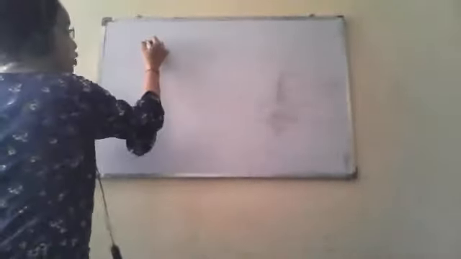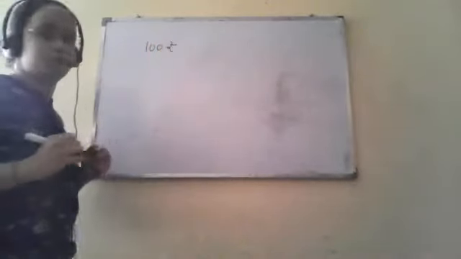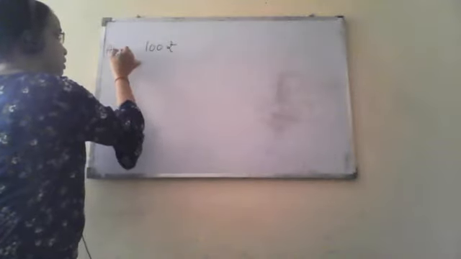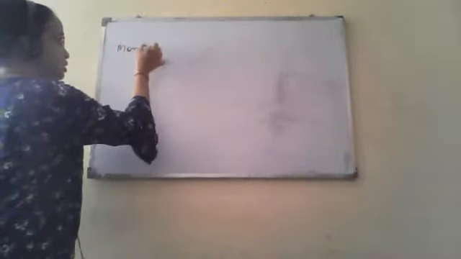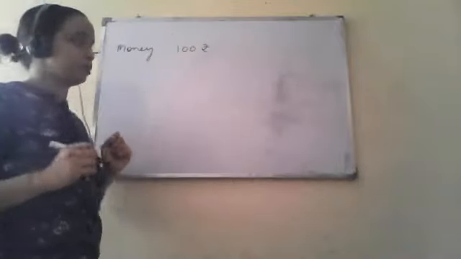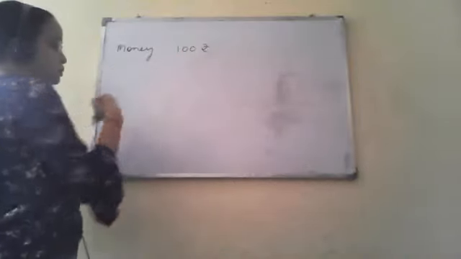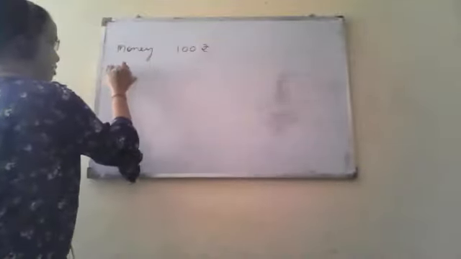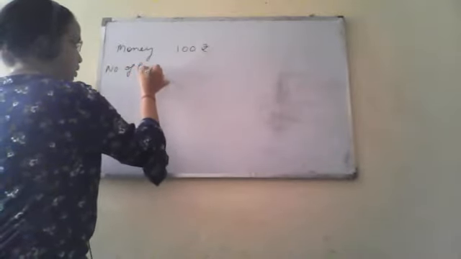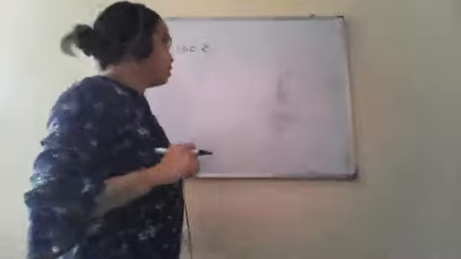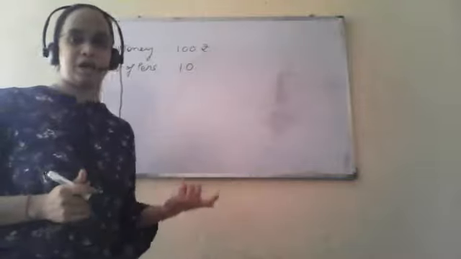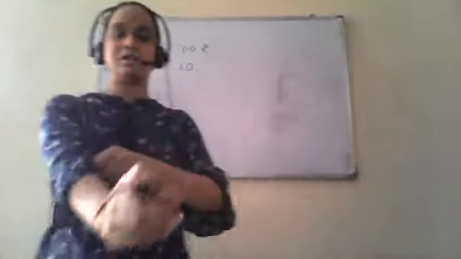Suppose you have 100 rupees with you. This is the amount of money. Now suppose you are purchasing some sort of stationery. Say you are purchasing pens. These are the number of pens. Now with 100 rupees you can buy 10 pens, or 10 articles, or whatever stationery articles you are purchasing.